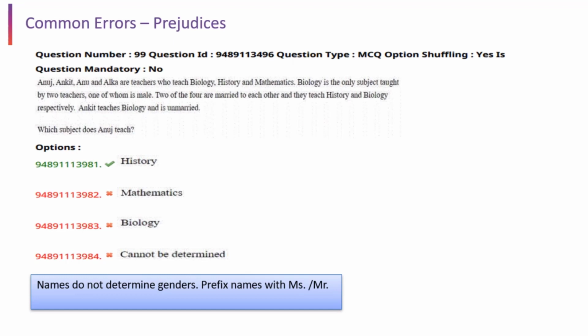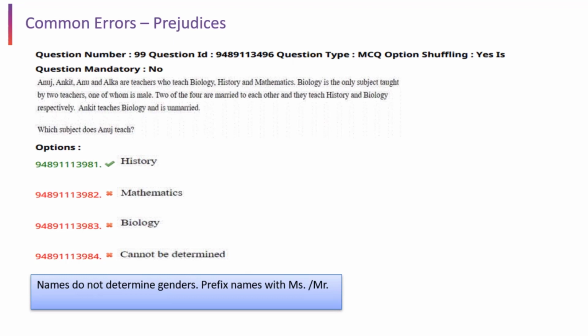So if you say there are some names like Kiran, in the north it's always a female name. If you come down south, it becomes a male name always. So whenever you come across such questions, please ensure that names do not determine genders. Please ensure that there is, say, Mr. or Mrs., or in any way you can specify that it is a boy or a girl, whatever specifies the gender of the name. We do not accept any such questions where the names are determining genders.